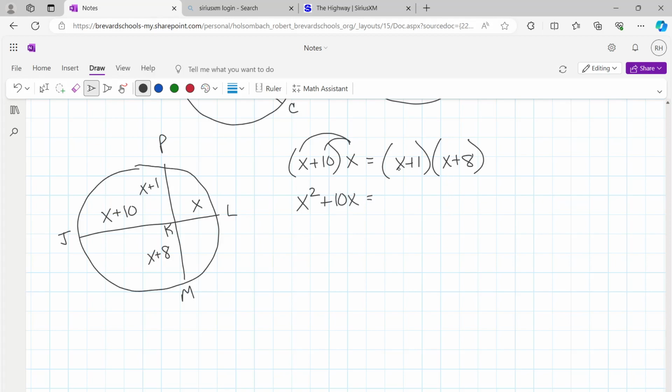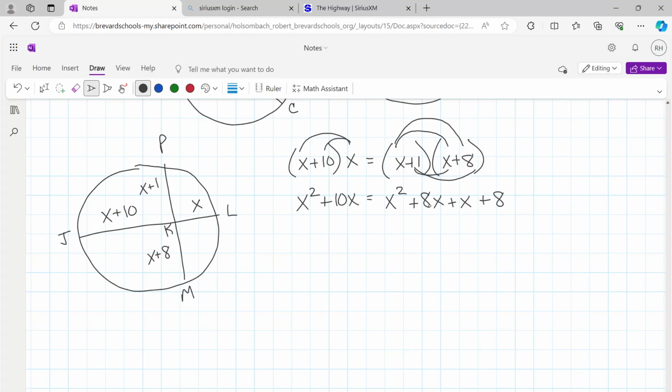And then on the right-hand side we're multiplying a binomial times a binomial, so we have to do the distributive property twice. And x times x is x squared. And then x times 8 is positive 8x. We've got 1 times x, which is positive x. And then 1 times 8, which is positive 8.